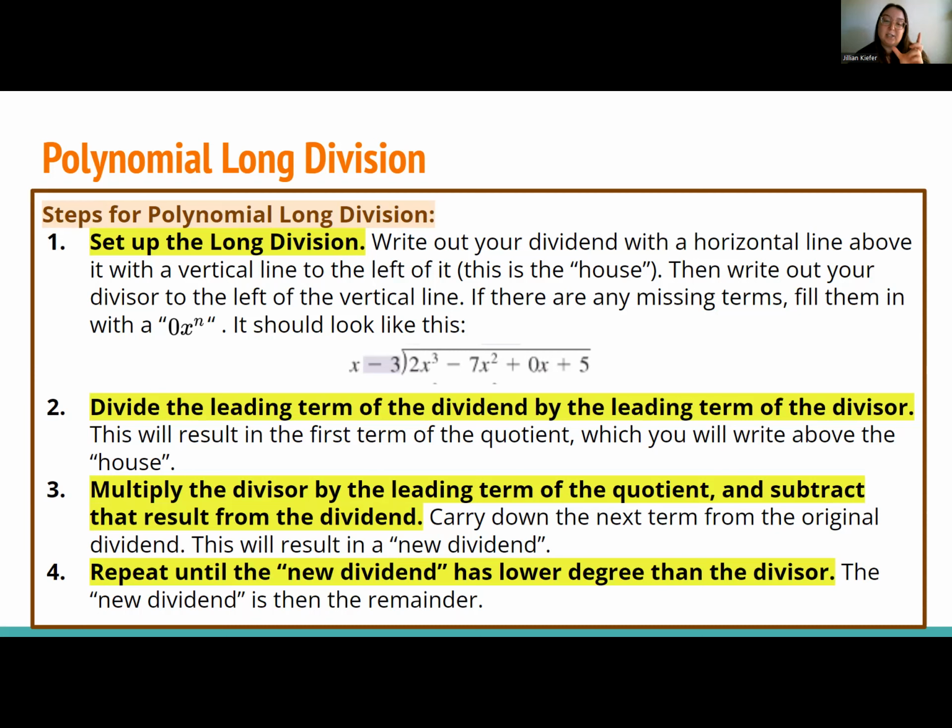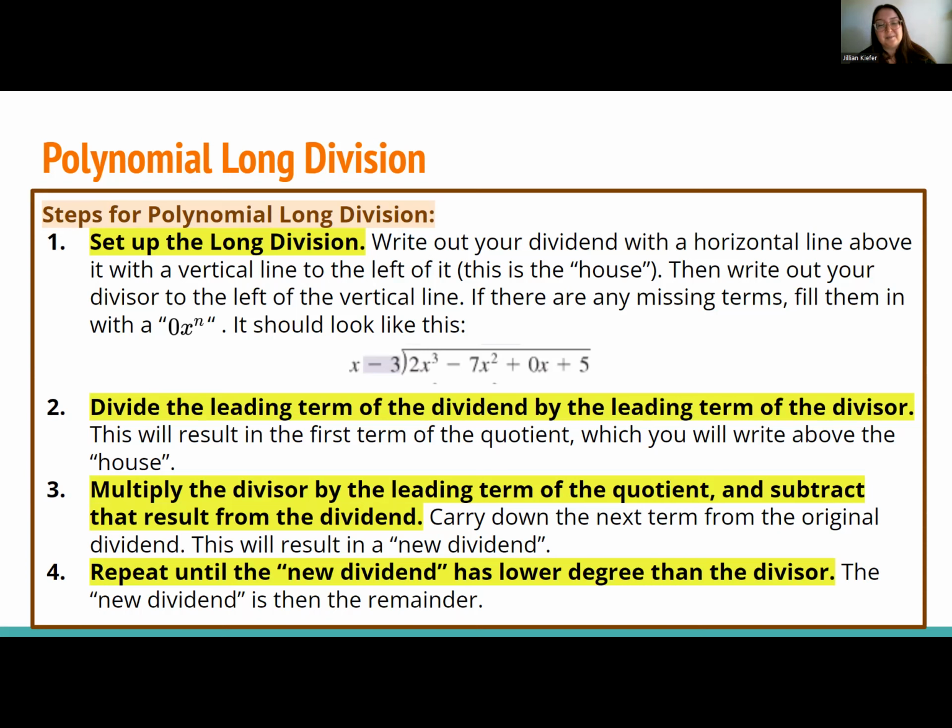So you would divide the leading term of your dividend by the leading term of the divisor. This results in the first term of the quotient of your answer, and you'll write that above the house. You can write it really anywhere above the house that you would like. Typically, we write it beneath the second term in the dividend on top, but you could write it more to the left or more to the right, whatever you want.